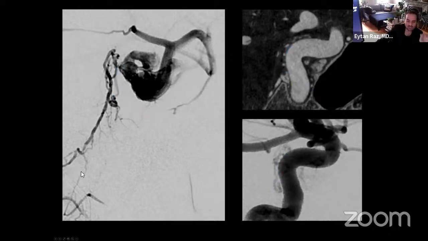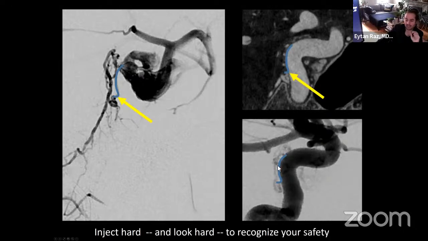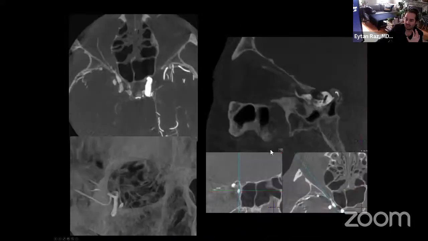So if you inject glue from this position, which at first glance seems very promising, you're going to have some embolization in the ICA territory. So this is really one way to look and understand your safety. So in this case, transarterial, no good. So what can we do next? This is a case where we thought we could do a direct transorbital approach.